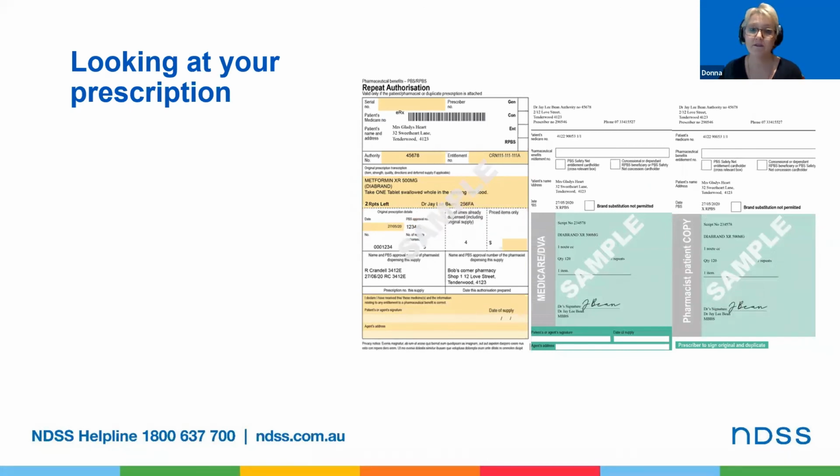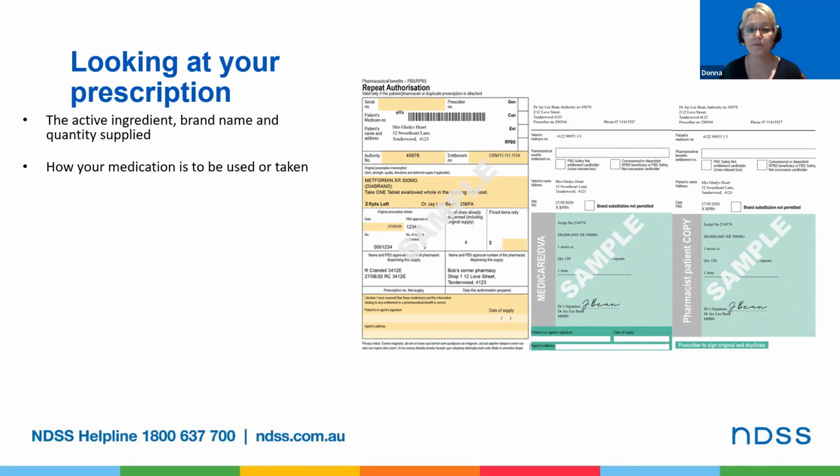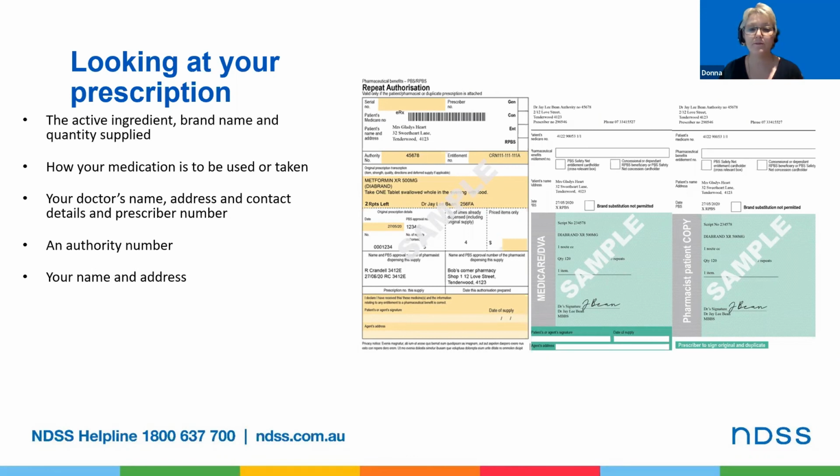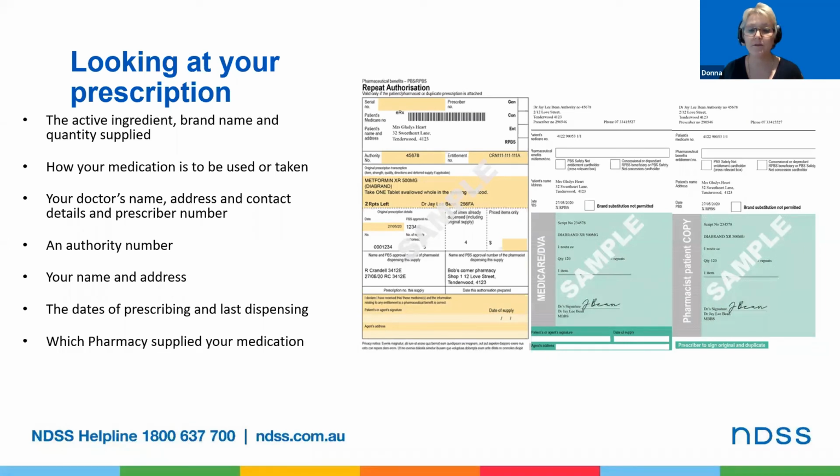Please pause at the end of this slide to investigate your own prescriptions. Can you find the active ingredient, brand name and quantity supplied, how your medication is to be used or taken, your doctor's name, address, contact details, and the doctor's prescribing details, an authority number, your name and address, the dates of prescribing and dispensing, which pharmacy supplied your medication, the number of repeats and the number of times it has been supplied to you, and how many repeats or supplies you have left. Please pause now.